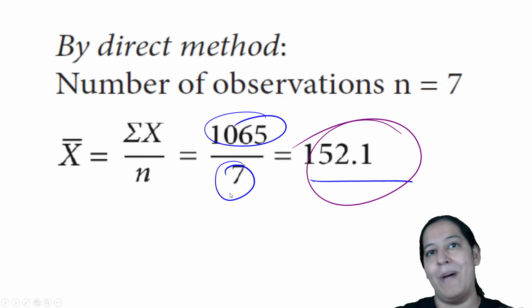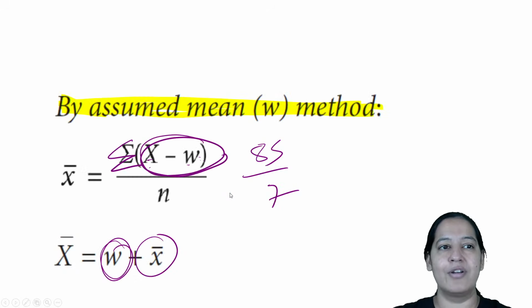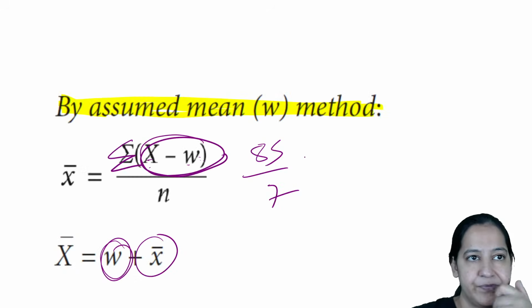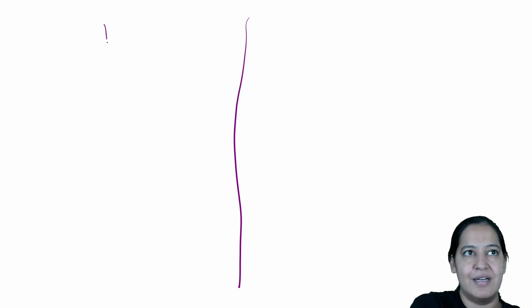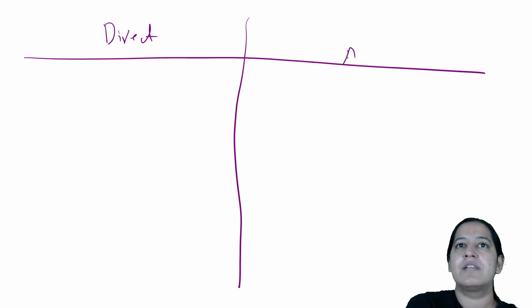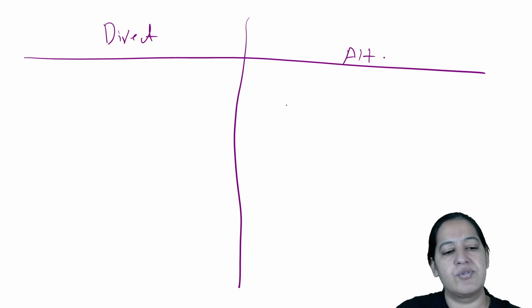So we have two methods. Have you got it? Tell me what two methods we have. Let me summarize it. For mean calculation, we have two methods. One is the direct method, which everyone knows. One is the alternative method, which very few students know, I guess.